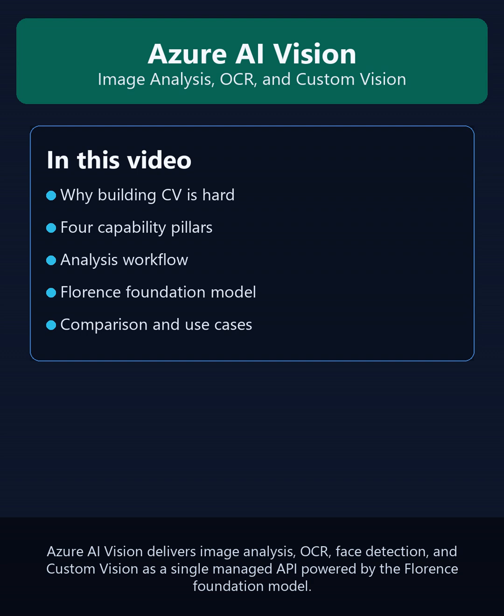Images are everywhere in enterprise applications: product catalogs, scanned documents, security cameras, medical scans, and user-uploaded photos. Extracting meaning from them without building and hosting your own computer vision models is hard. Azure AI Vision is Microsoft's managed image intelligence API that reads text and images, describes scenes in natural language, detects objects and people, and supports custom image classifiers, all with a single REST call. This video covers everything you need to get started.